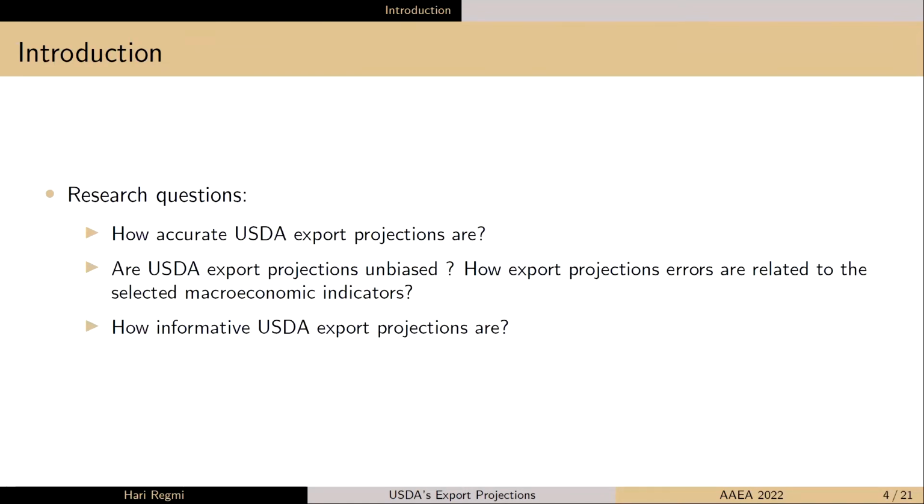So my research question in this paper is, how accurate are USDA export projections? I measure the accuracy in terms of mean square percent error and root mean square percent error. And then, are USDA export projections unbiased? Unbiased in the sense that, is there any systematic error component in the forecast, and how are export projection errors related to selected macroeconomic indicators? Then finally, I am looking at how informative USDA export projections are. Informativeness means, out of the 10 years, how many years into the future the US export projections have informational value.